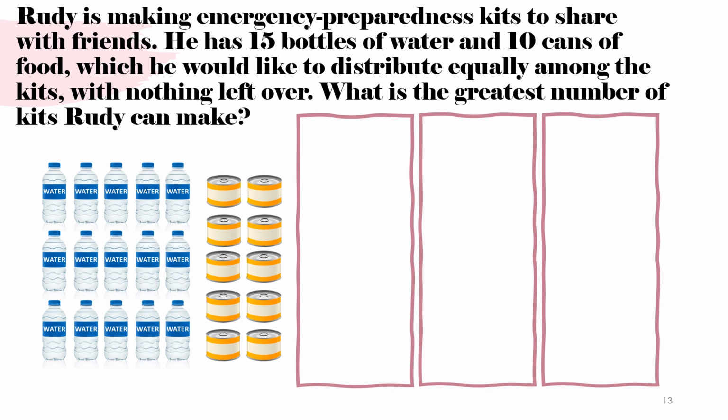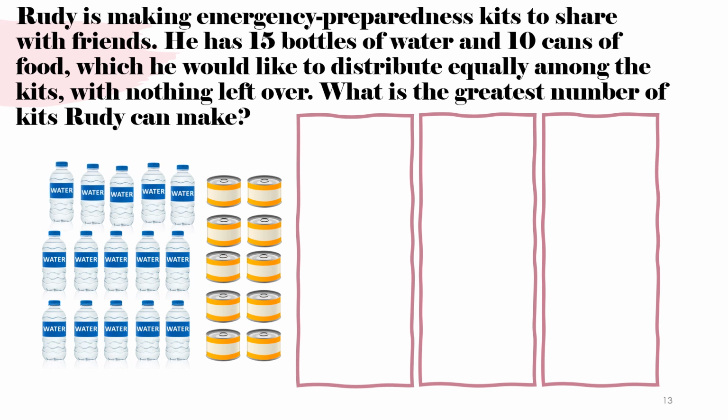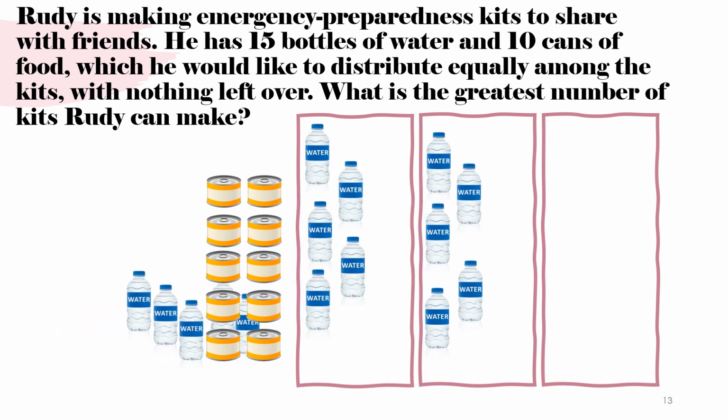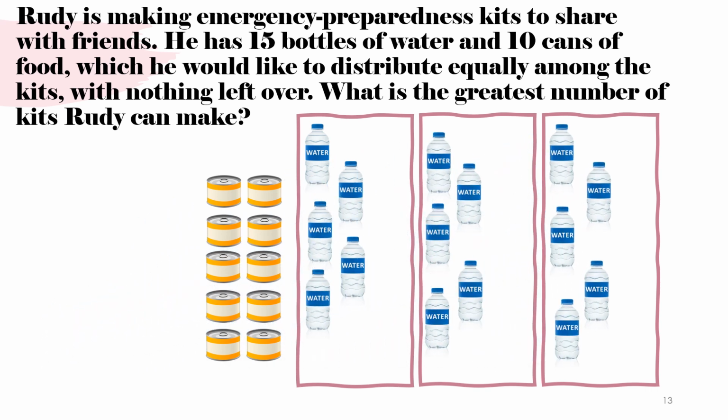We're dividing our emergency supplies into those kits. So we're going to take our 15 bottles of water and divide them up equally into our 3 kits. So that means that each kit is going to get 5 bottles of water. All right, now we want to take our 10 cans of food and split them up equally among the 3 kits. Now, you probably can already guess that this is not going to work, but let's watch what happens.